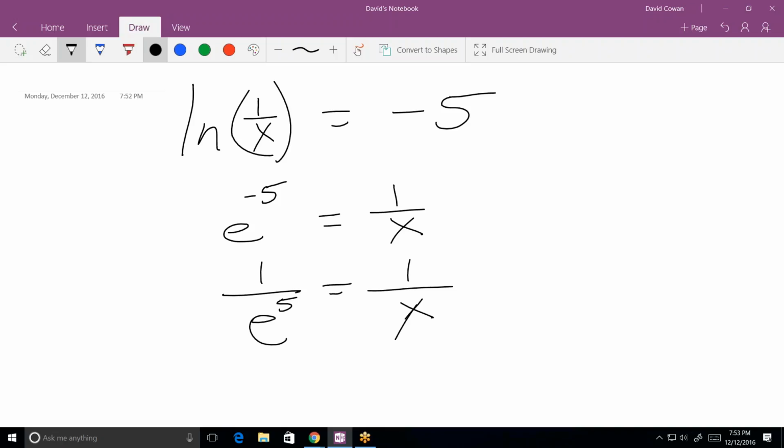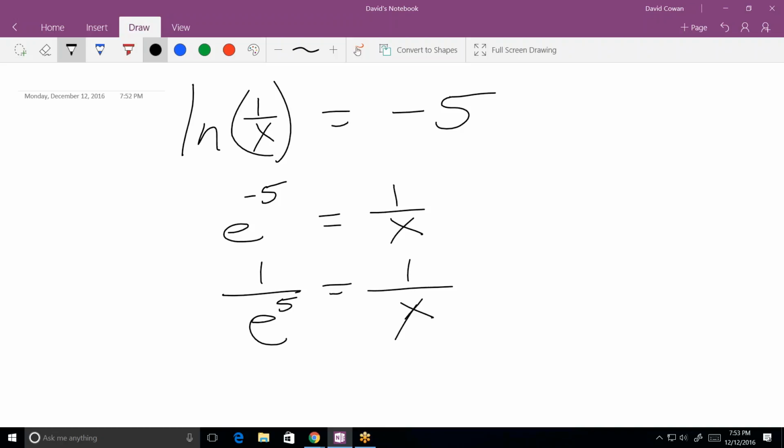Not a number. E to the 5th. E to the 5th, yeah. In other words, you can solve that any number of ways. You can cross multiply if you like. But the fact is, if the numerators are the same and there's an equal sign there, then the denominators have to be the same also. So you can immediately say x equals e to the 5th.